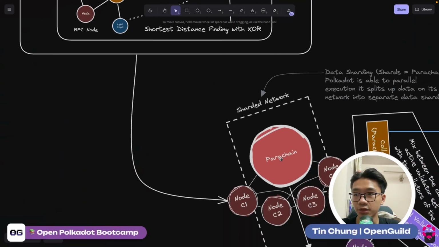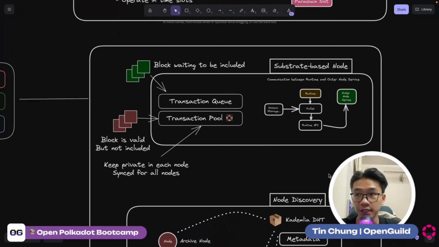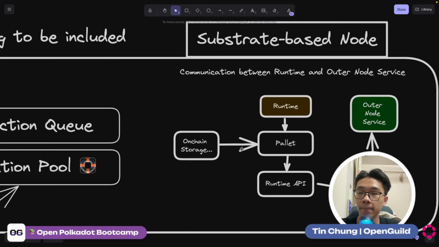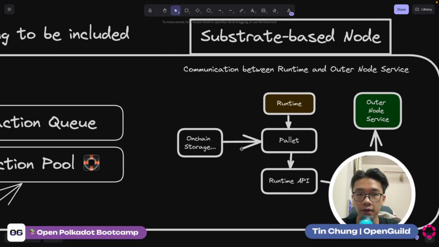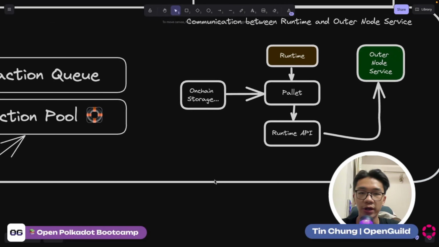So our Parachain over here, as we already learned, has the node and the runtime: node, runtime, pallet, on-chain storage. If you haven't watched that video yet about the architecture of a blockchain using Substrate and Polkadot SDK, please revisit it to understand what the runtime is, what the pallet is, and also the node service and runtime API. All of those are already covered in past videos.